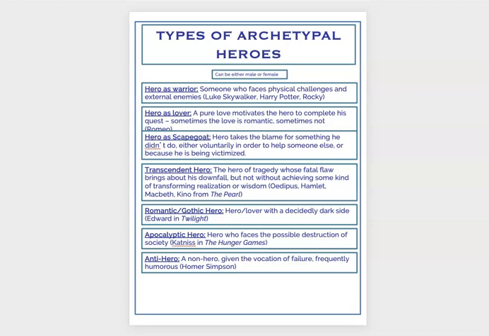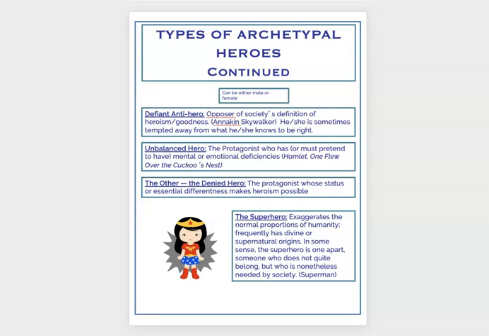A romantic or gothic hero, think brooding vampire. And like that guy Edward in Twilight. The apocalyptic hero often is in a situation where it's a dystopian future. The Hunger Games, Katniss is a perfect example. And the anti-hero is, think Homer Simpson. We like him, but why? There are just a couple more.